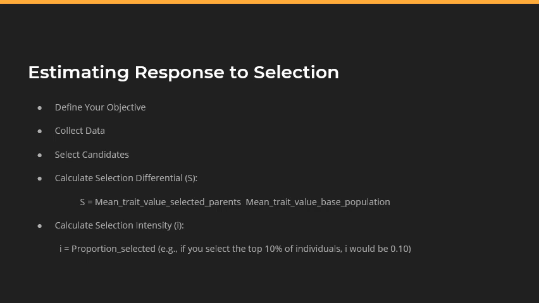Number 1, you'd have to define your objective. This means to determine the trait or traits you want to improve through selective breeding. You should have a clear understanding of what you aim to achieve in this step.